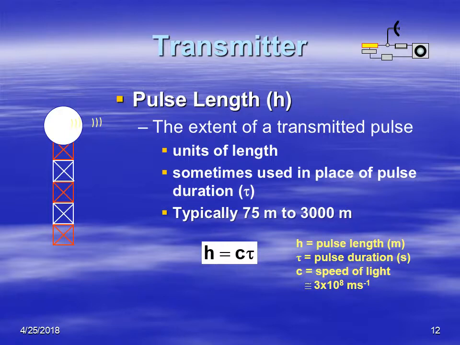So pulse width or pulse duration is a time. If you take the speed of light and multiply it by that time, that gives you a length. So the pulse length is the actual length of that transmitted pulse in terms of meters. Typically most pulse lengths are anywhere from 75 meters to 3,000 meters. Of course, shorter pulse lengths give you better resolution. Longer pulse lengths give you less resolution. But of course, longer pulses have more power and shorter pulses have less power.